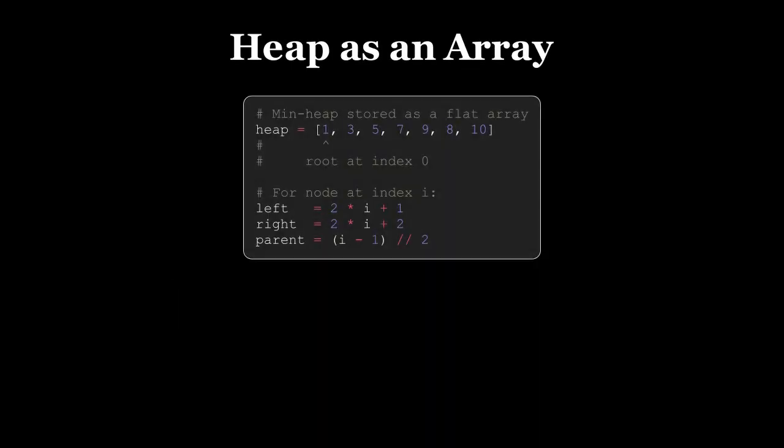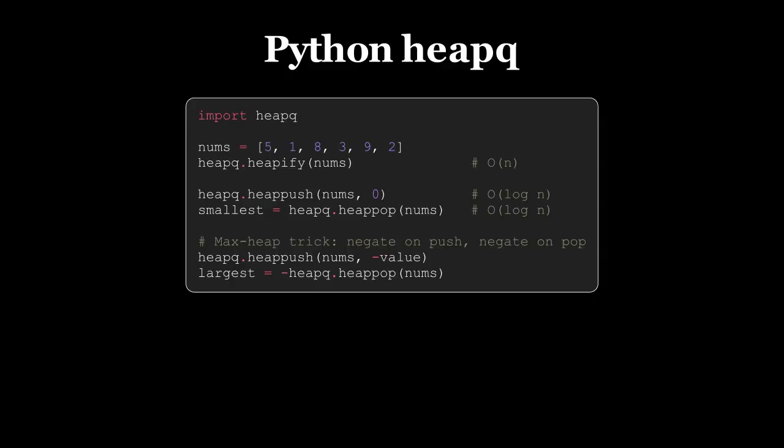Here's the clever part. Heaps are stored as arrays, not as trees with pointers. Place the root at index 0. For any node at index i, its left child sits at 2i plus 1, its right child at 2i plus 2, and its parent at (i minus 1) integer divided by 2. No pointers. No per-node allocation. Just arithmetic on contiguous memory. Cache-friendly and fast.